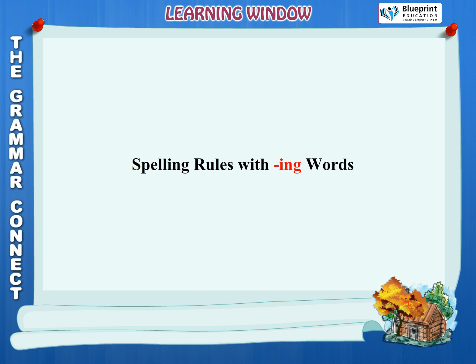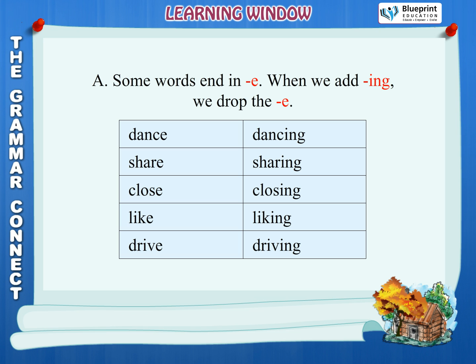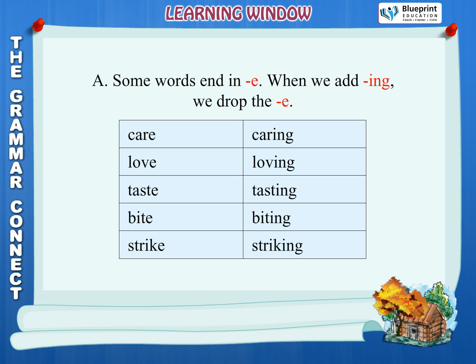Spelling rules with ing words. A. Some words end in E. When we add ing, we drop the E. Dance, dancing. Share, sharing. Close, closing. Like, liking. Drive, driving. Care, caring. Love, loving. Taste, tasting. Bite, biting.